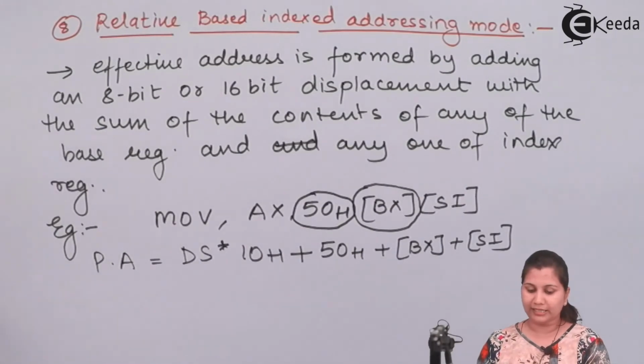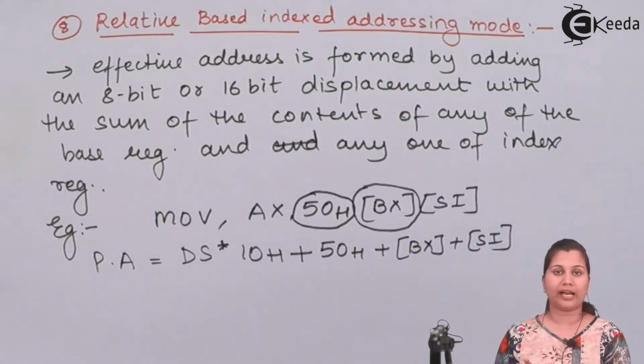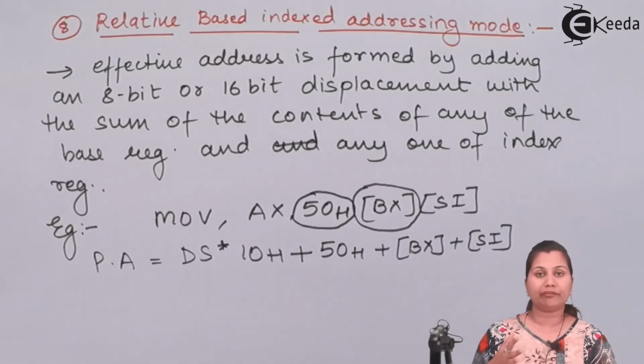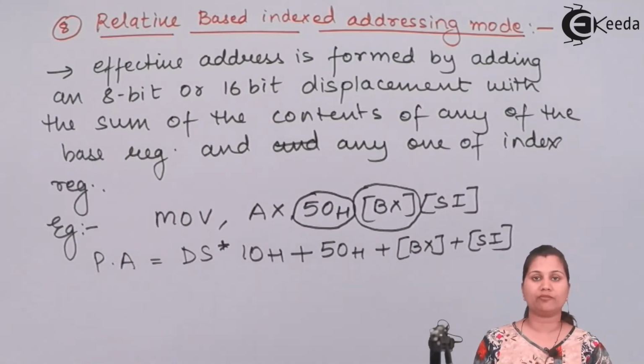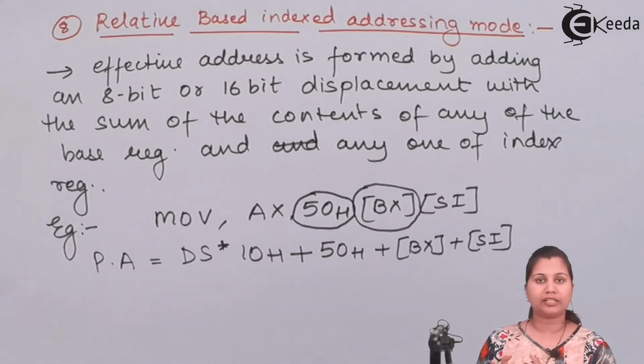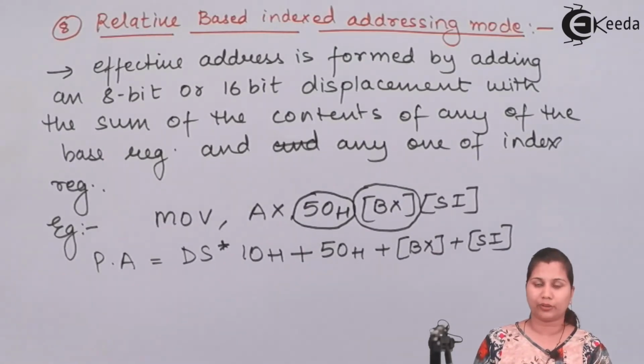So we see that in these addressing modes, there are different ways of defining the address of the memory location where the data, that is the operand, is stored. Just the difference is there in defining that effective or physical address.